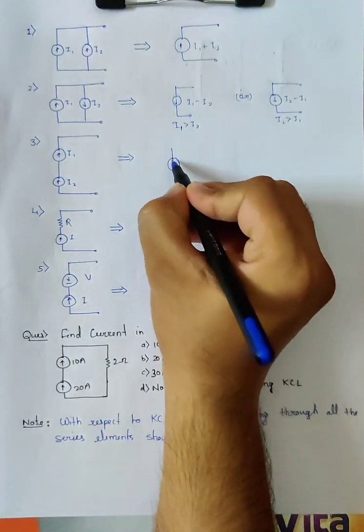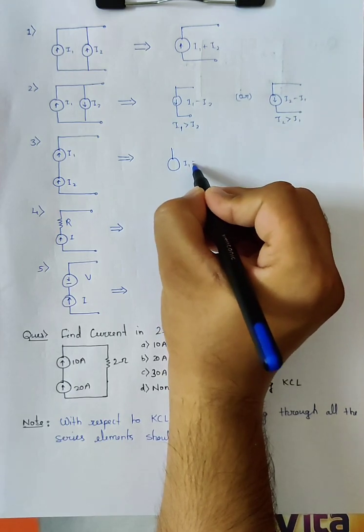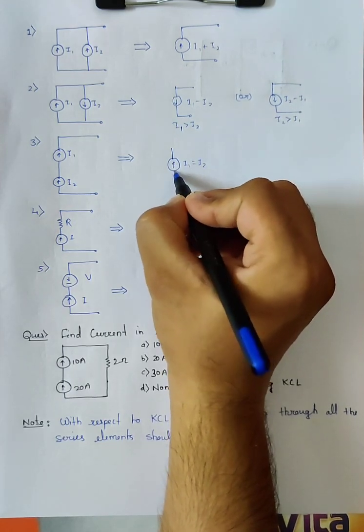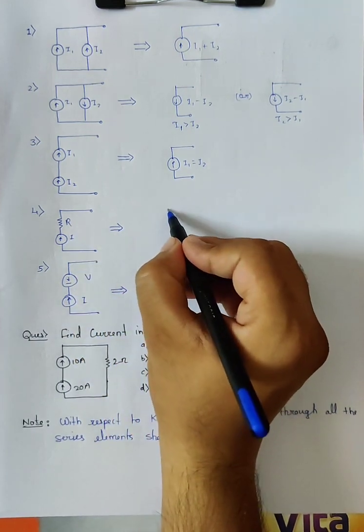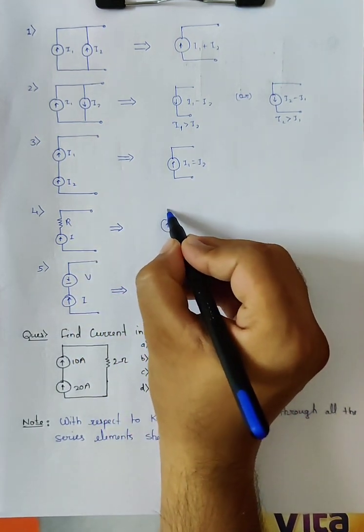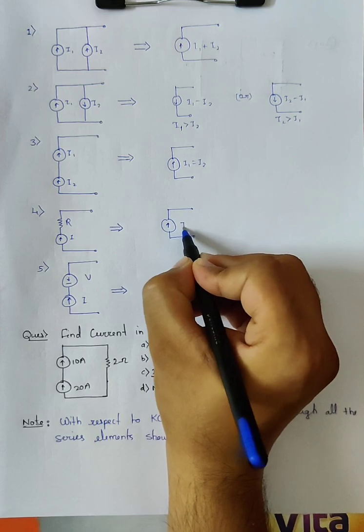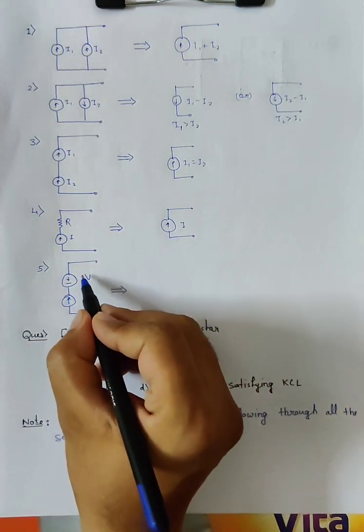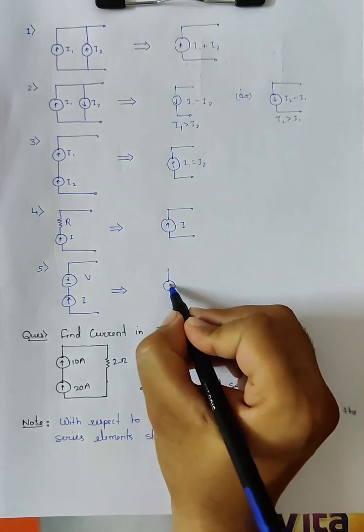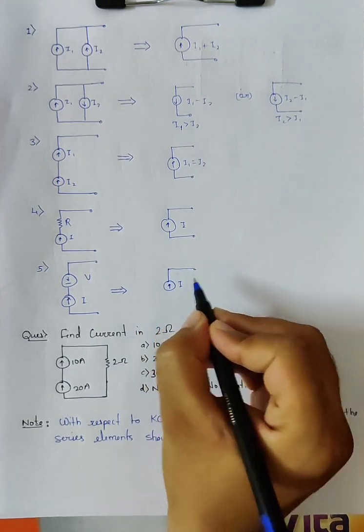In this case it can be redrawn as I1 or I2. For this case it can be redrawn as a single current source I. Here this resistance in series can be neglected. Here this voltage source in series can be neglected, so it can be redrawn as single current source I.